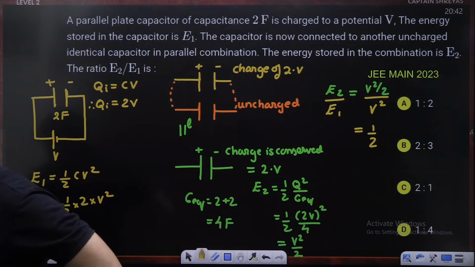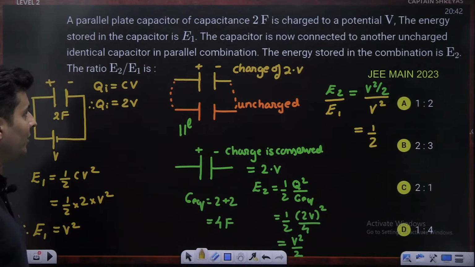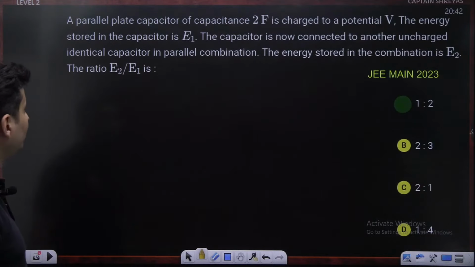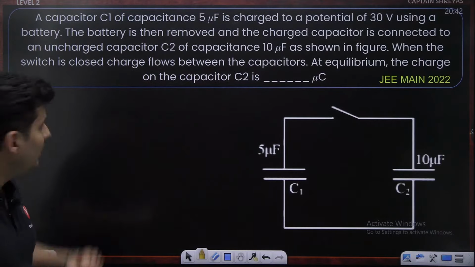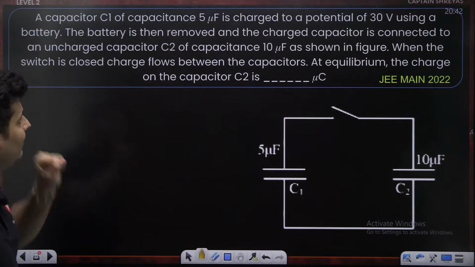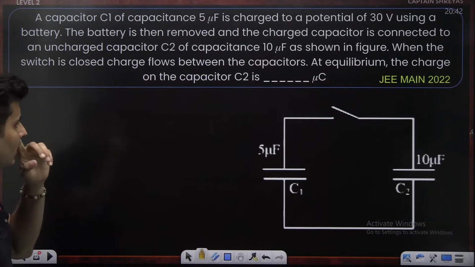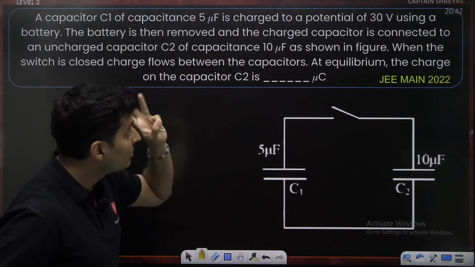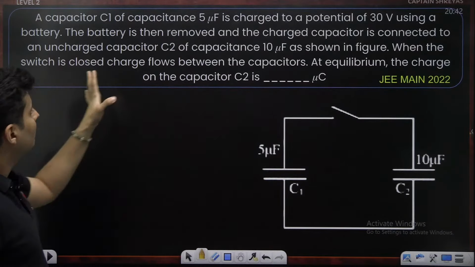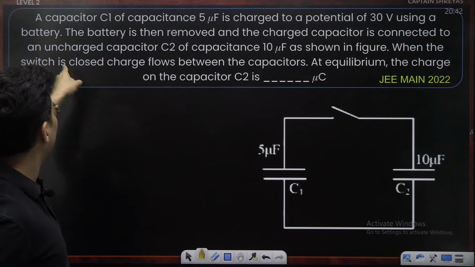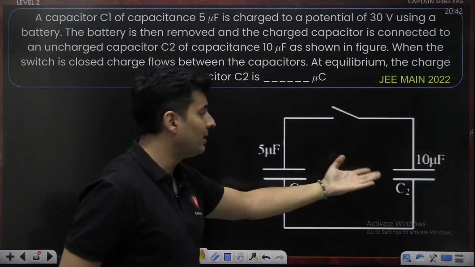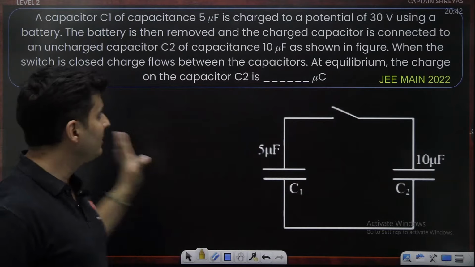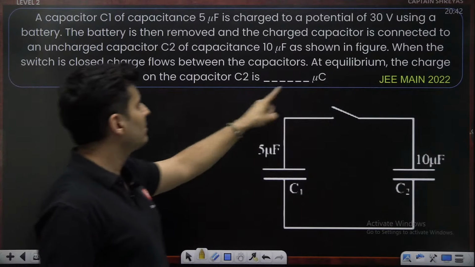Yep. Very good. Awesome. Moving on to the next question on your screen. This was in JEE 2022. A capacitor of 5 is charged to 30 volts using a battery. The battery is then removed. The charged capacitor is connected to another capacitor of different value. Earlier it was identical, now it is different. When the switch is closed, the charge flows.